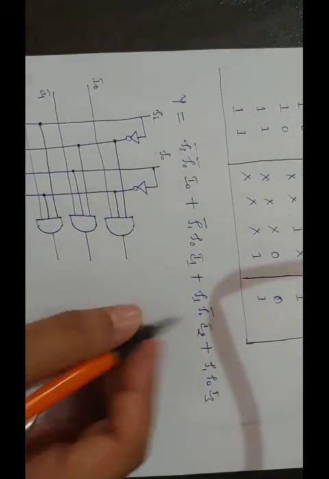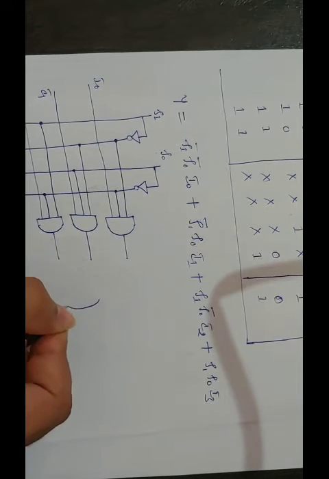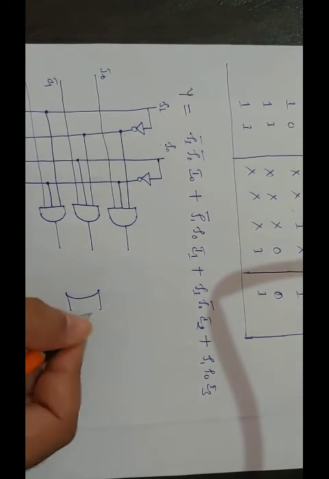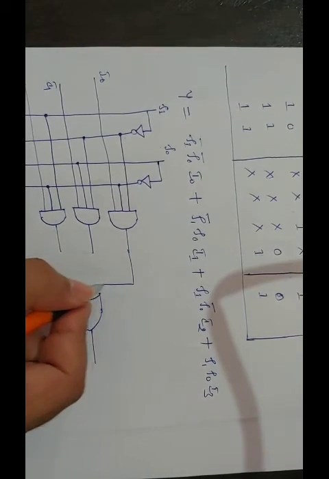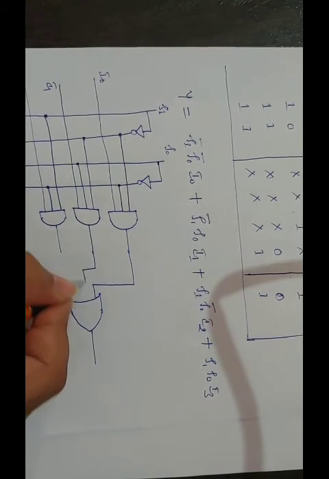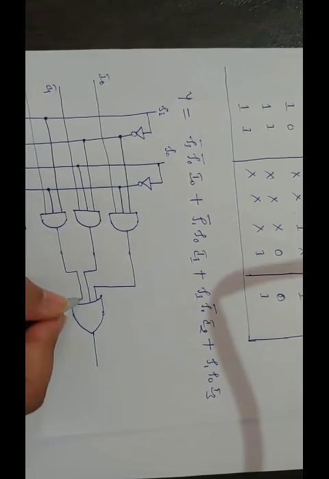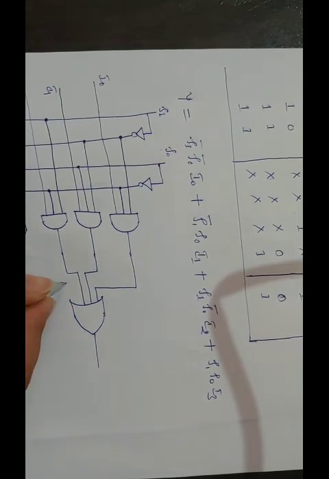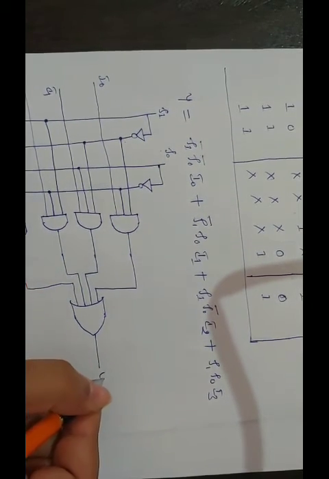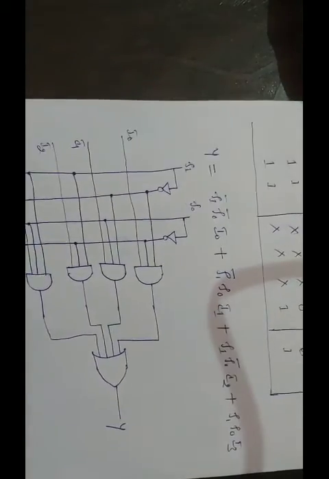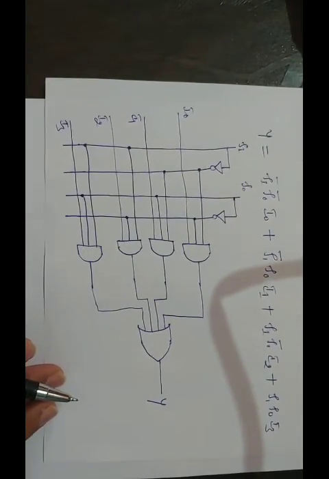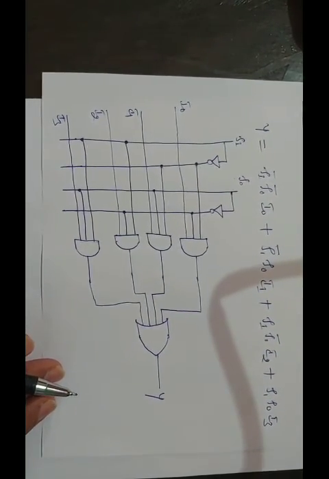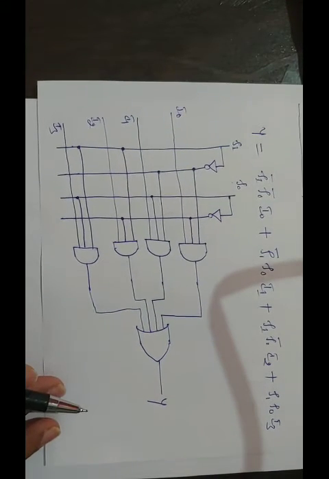So now in between plus operation means there is an OR gate required, so make one OR gate, so join all these to the input of the OR gate. So now this becomes Y. So this is the implementation of a 4:1 mux. So look at here, 4:1 mux.